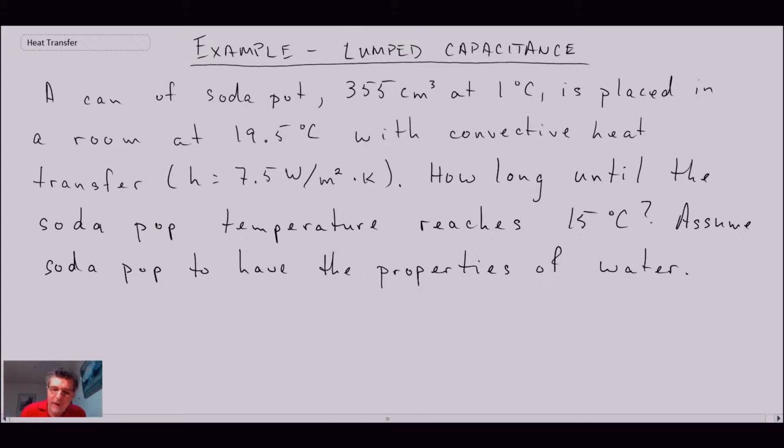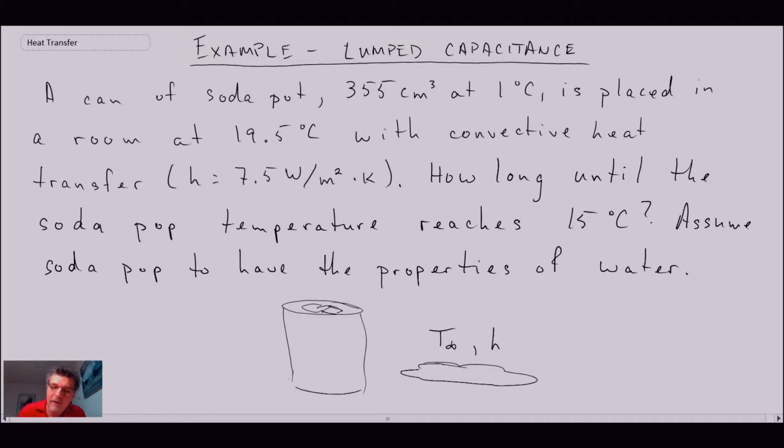We have a can of soda pop, and let's say it's sitting in the refrigerator cooling. Then we take it out and put it into a room with a small, natural convective environment, with a value of 7.5 for h. That would be a low convective heat transfer environment. The room temperature is 19.5 degrees C, and we're told h is 7.5.